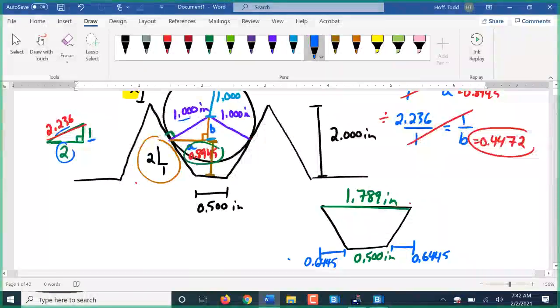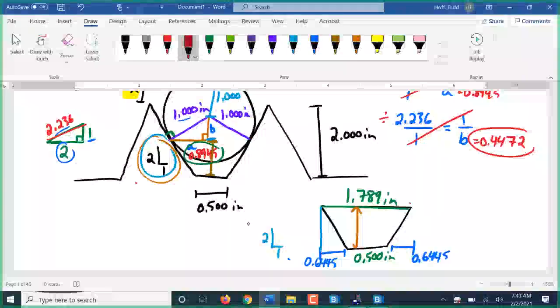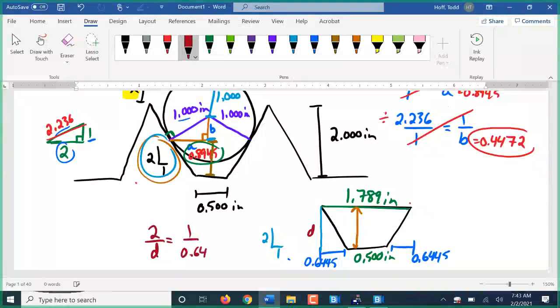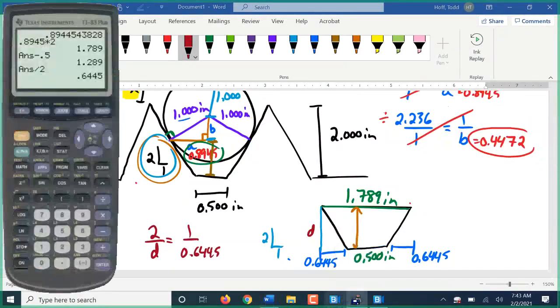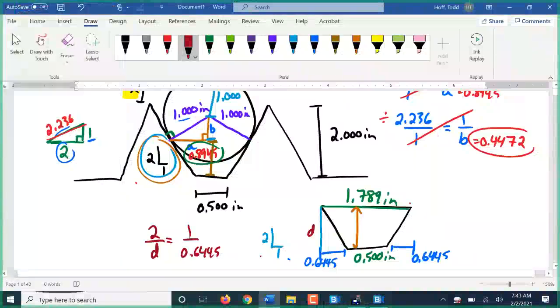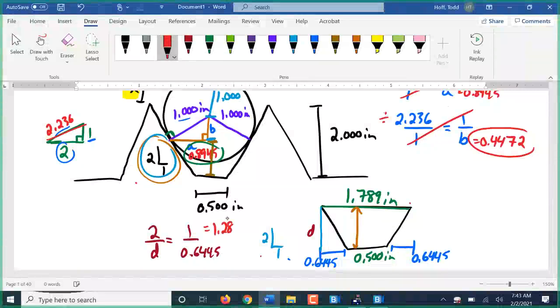Really, all we need that for is to find the height. The height, of course, is just going to be this dimension here. And that does go off of that 2 to 1 slope. So if I call that dimension D here, 2 relates to D in the same way that 1 relates to 0.6445. Cross multiply and divide, that'll be 1.289.